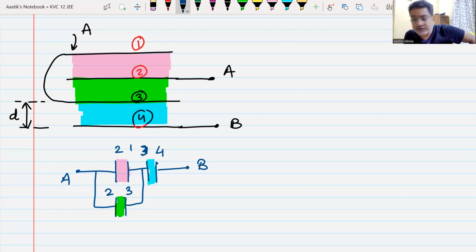Okay? Yes, beta? What's the next chapter, sir, after this? Current. Then magnetic field, magnetic effect of current. Why? You want to do anything else?